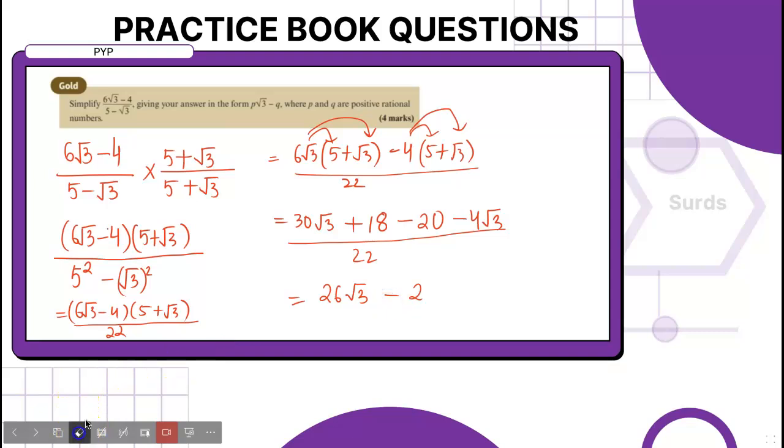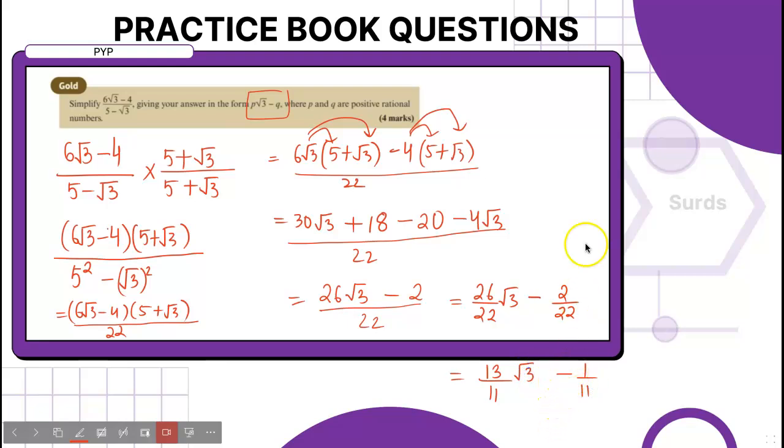A negative 2. 18 minus 20 is minus 2 over 22. Okay, now because we have to write in this form where P and Q are positive rational numbers, can we write it as 26 over 22 root 3 minus 2 over 22? We can simplify. That will give us 13 if you divide by 2. 13 over 11 root 3 minus 1 over 11.